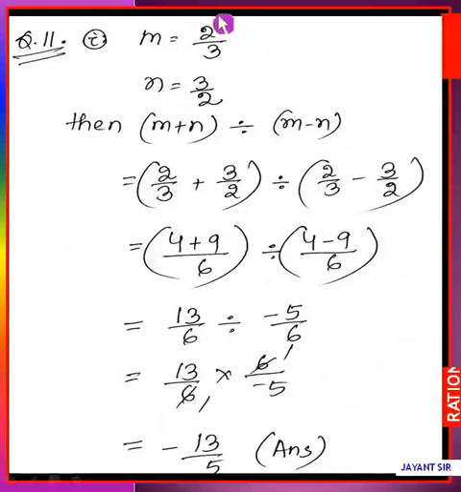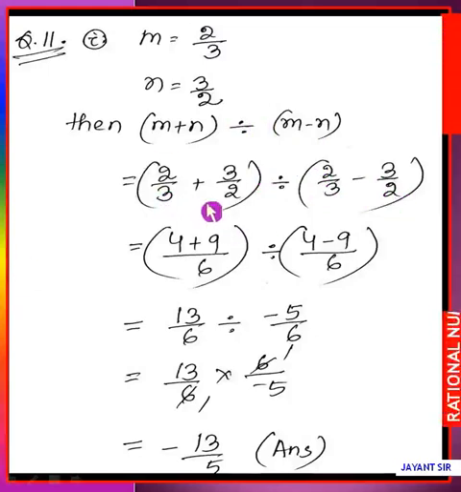Now come to question number 11. Let m equal to 2 by 3, n equal to 3 by 2, then m plus n divided by m minus n. So I have written, look here, m value 2 by 3 plus n value 3 by 2, then whole divided by m minus n, m value 2 by 3 minus n value 3 by 2, equal to LCM of 3 and 2.